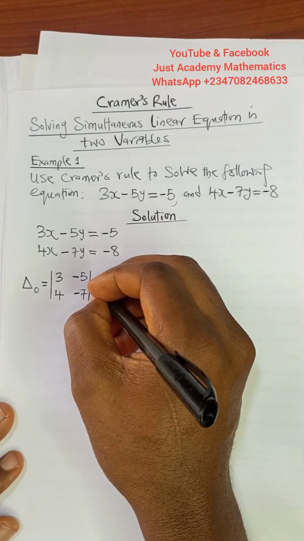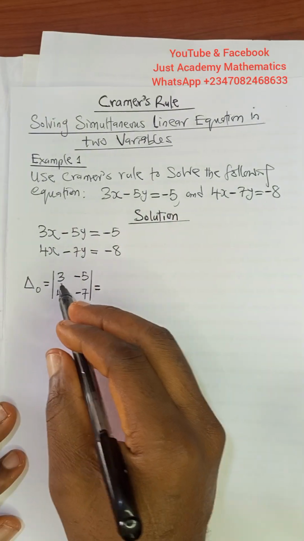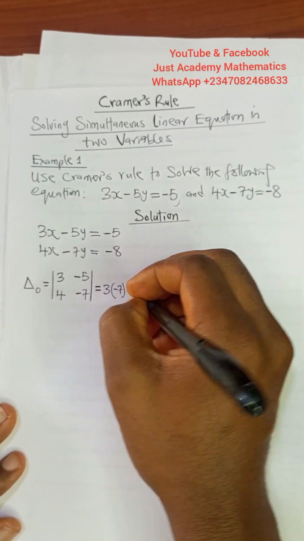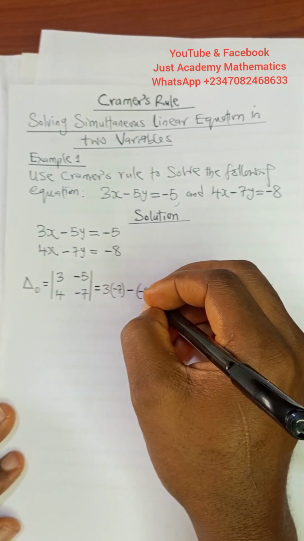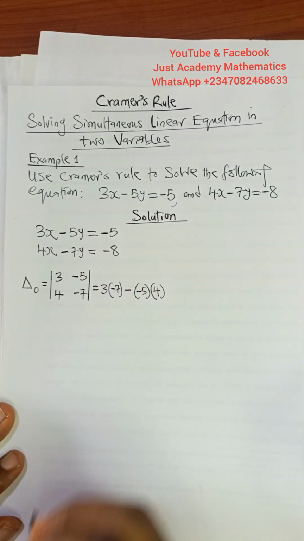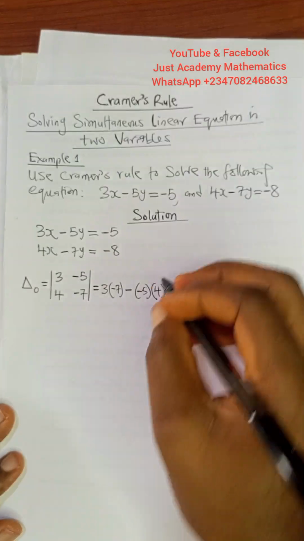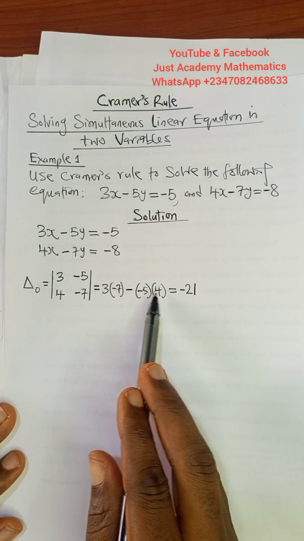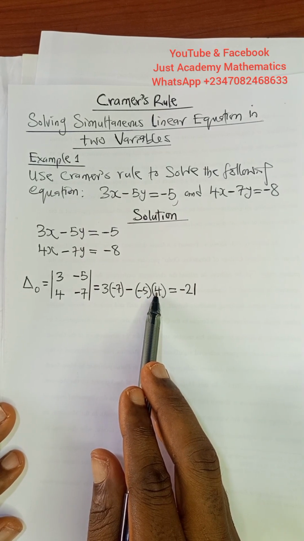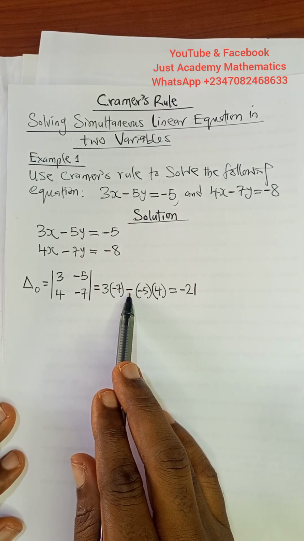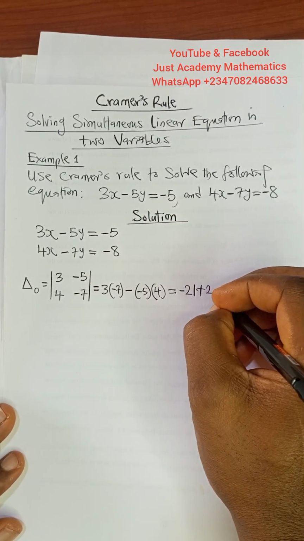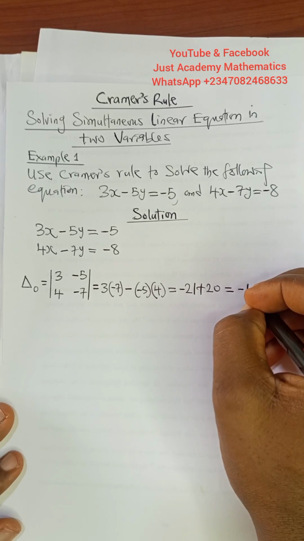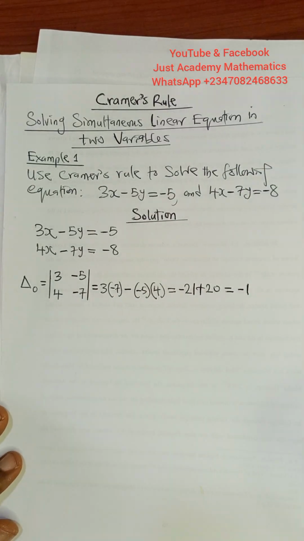So let's proceed. And of course, you know how to solve a determinant. 3 times minus 7 minus minus 5 times 4. So 3 times minus 7 will give us minus 21. Now minus 5 times 4 will give us minus 20. But when you multiply this, minus times minus is plus. So we have plus 20. So delta zero is actually minus 1 as the final answer. Now we have gotten delta zero.